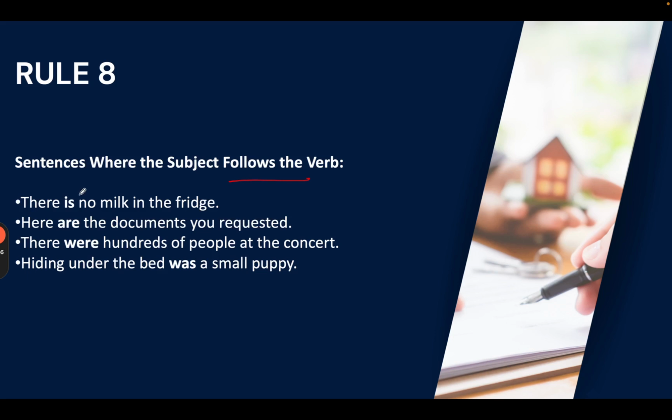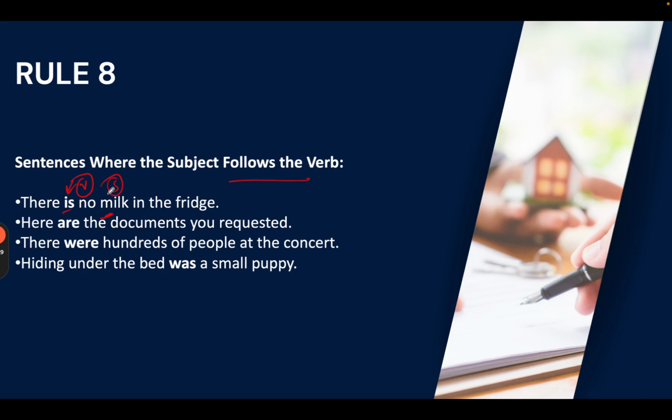Now, here, the first thing that I'll do is I'll identify the verb. What is the verb for me? "Is" is the verb. What is not there in the fridge? That's milk. So that has to be the subject of the sentence. So logically, you have to understand what is the point of discussion, what is the main topic of discussion in that sentence, and that main topic is going to be the subject of the sentence.